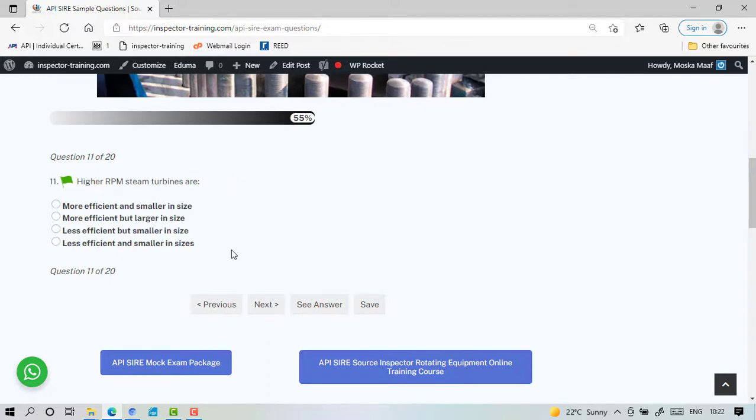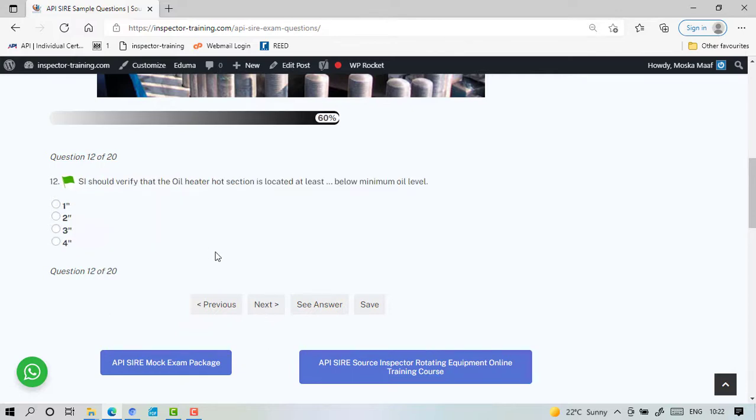Higher RPM steam turbines are more efficient and smaller in size, but obviously there is more wear and tear, so they are not all a bed of roses. The source inspector, or SI, should verify the oil heater hot section is located at least 2 inches below minimum oil level, so as not to destroy the oil heater if it is exposed to air or gets too hot.